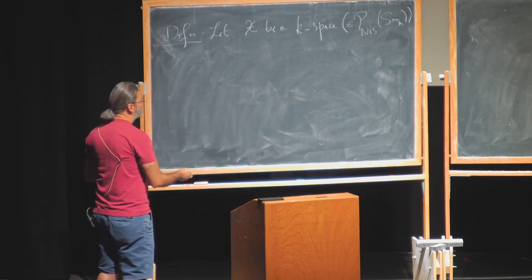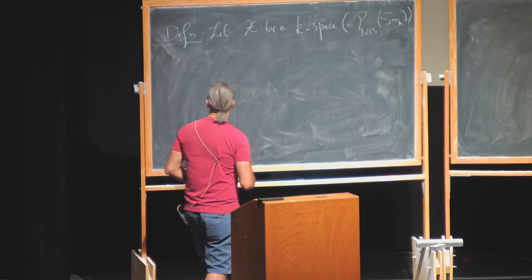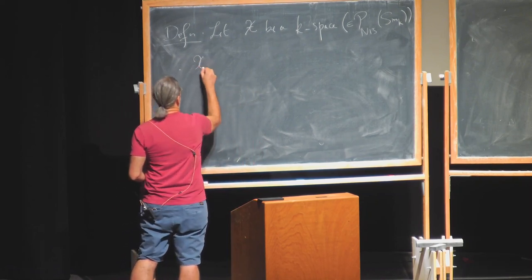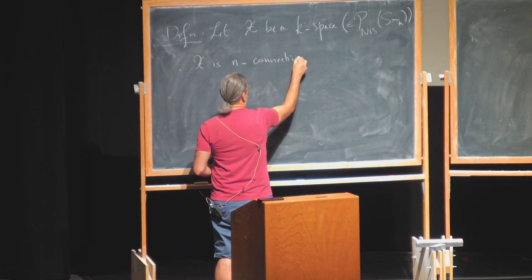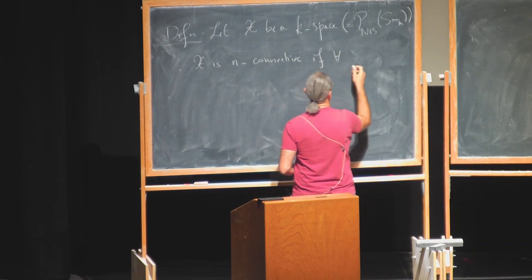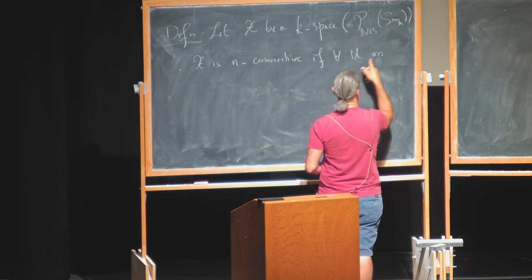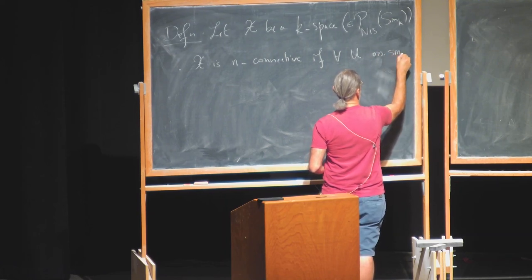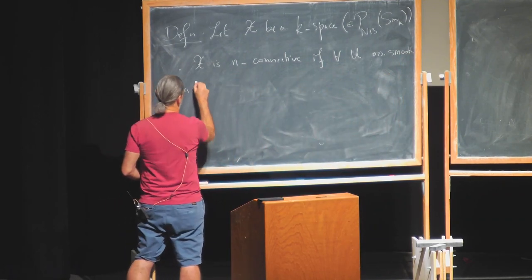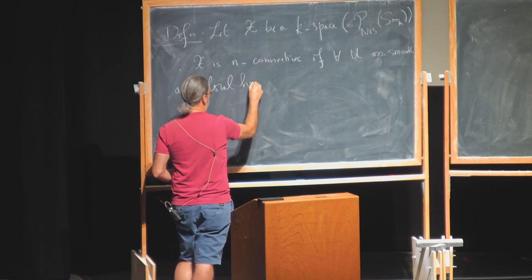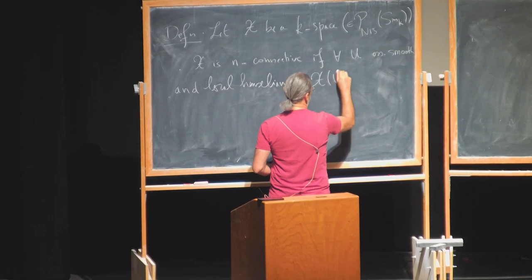Okay, so we can extend these notions in an obvious way by looking at stalks. So we will say that X is n-connected if for all U, essentially smooth and Henselian local, we want that X(U) is n-connected.